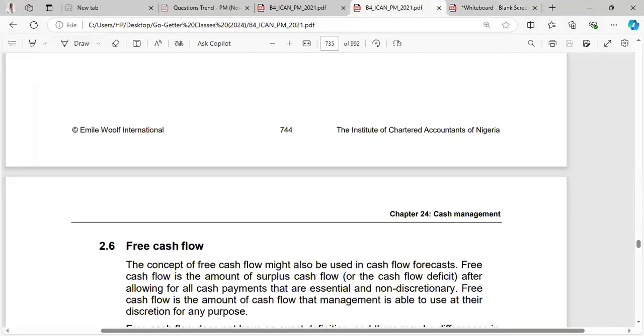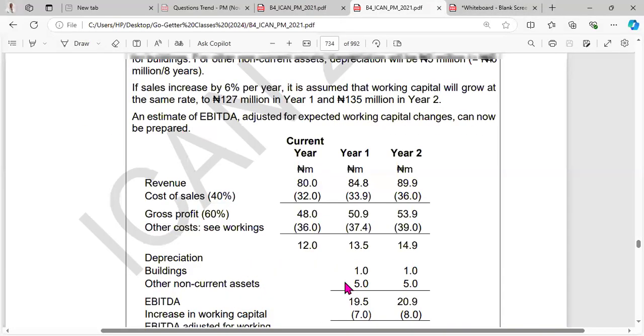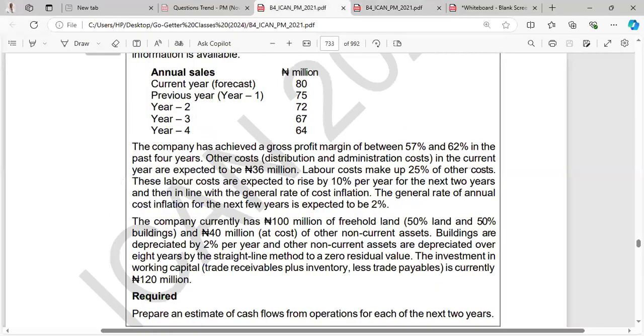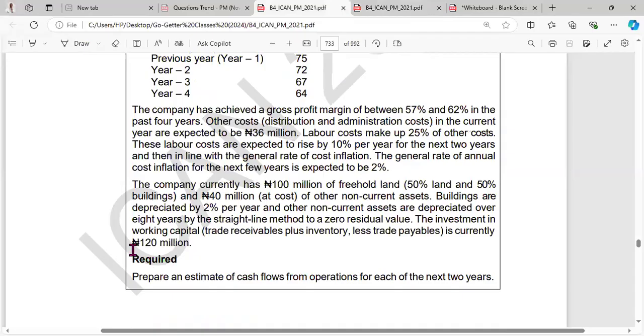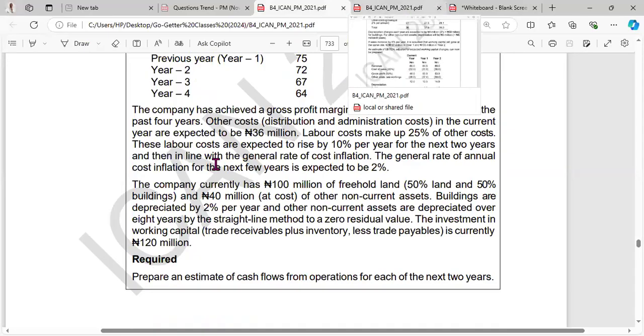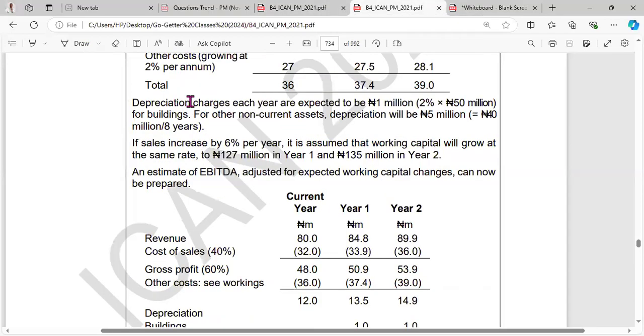So now what are we going to do now? We are told investment in working capital is currently 120 million. Okay, so this is what is now saying here. Depreciation, we've done that, 50 million.